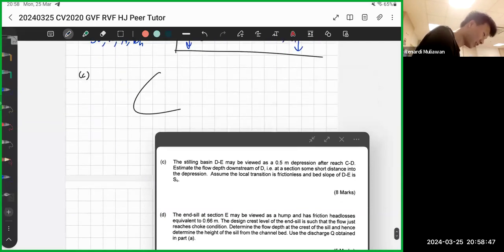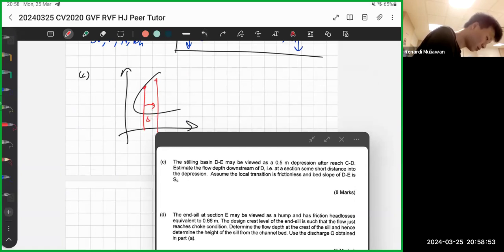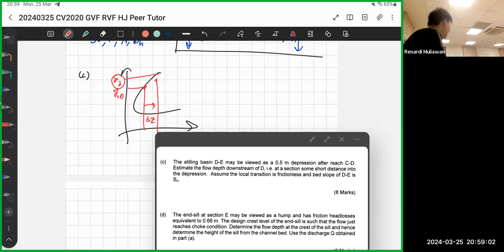It's basically just this, and this. Delta Z. So this is Y1, Y2. Y1 is YCD. Y2 is the one we're finding. Done. Okay, next.